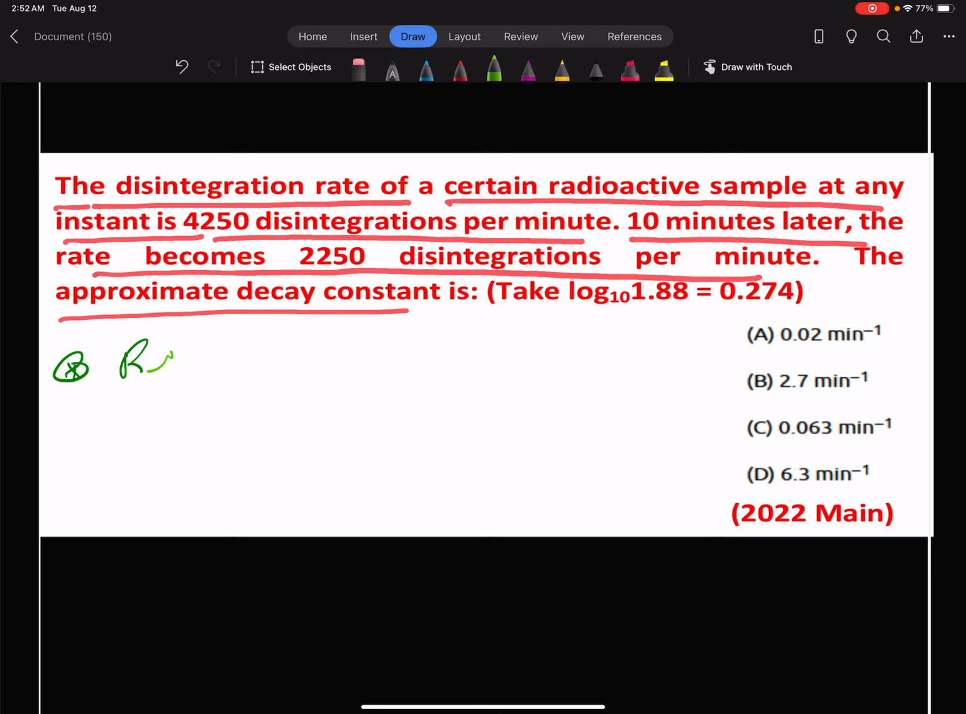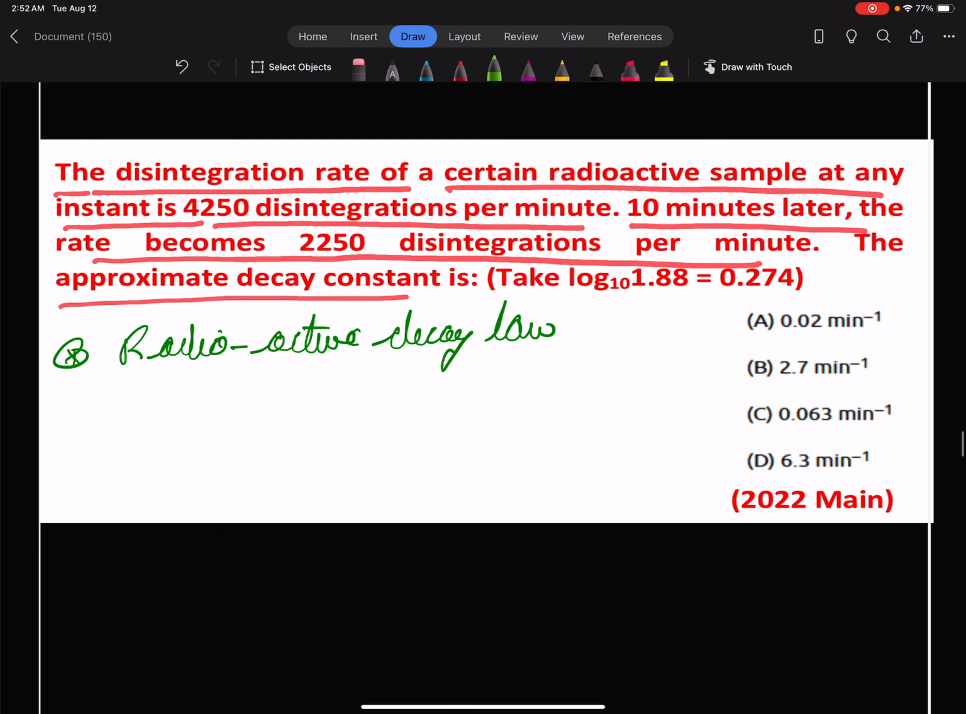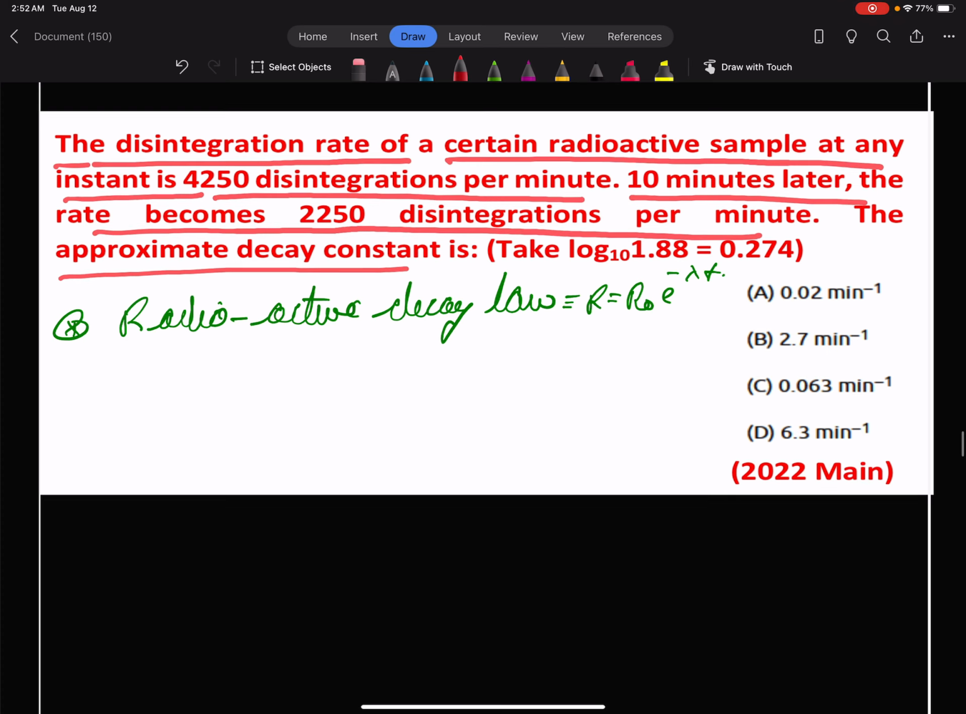Our radioactive decay law gives us that R is equal to R naught e raised to the power minus lambda t, where lambda is our decay constant. So we can write R upon R naught is equal to e raised to the power minus lambda t. If we take the natural log of both sides, we get natural log of R upon R naught is equal to minus lambda t.